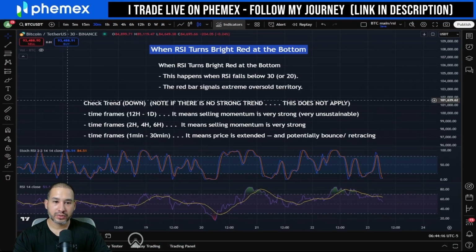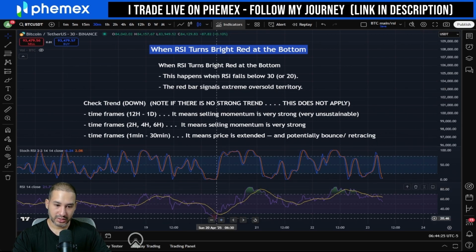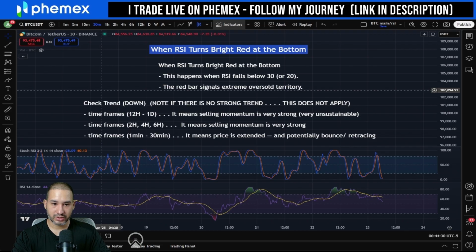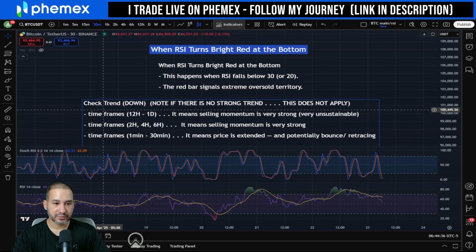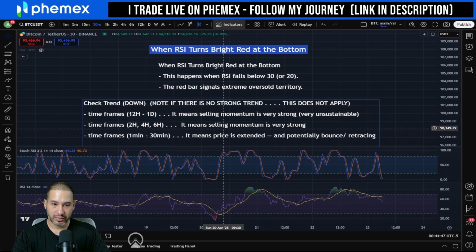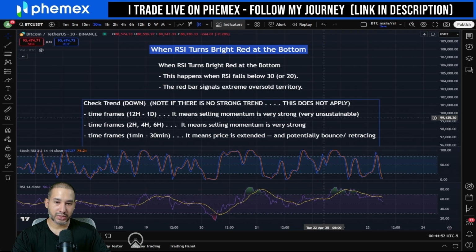All right, now we're going to cover the signal for being extremely oversold on the relative strength index. So we get the signal, it turns bright red. First thing you're going to do is confirm your downtrend, confirm we are in a strong downtrend, because if not, this does not apply. So it's something you should already have confirmed. You're going to look at your 12-hour and 1-day time frame, and on those higher time frames, when you see the signal, it means that the selling momentum is extremely strong, and sooner or later price is going to reverse, if not correct, pretty strongly.